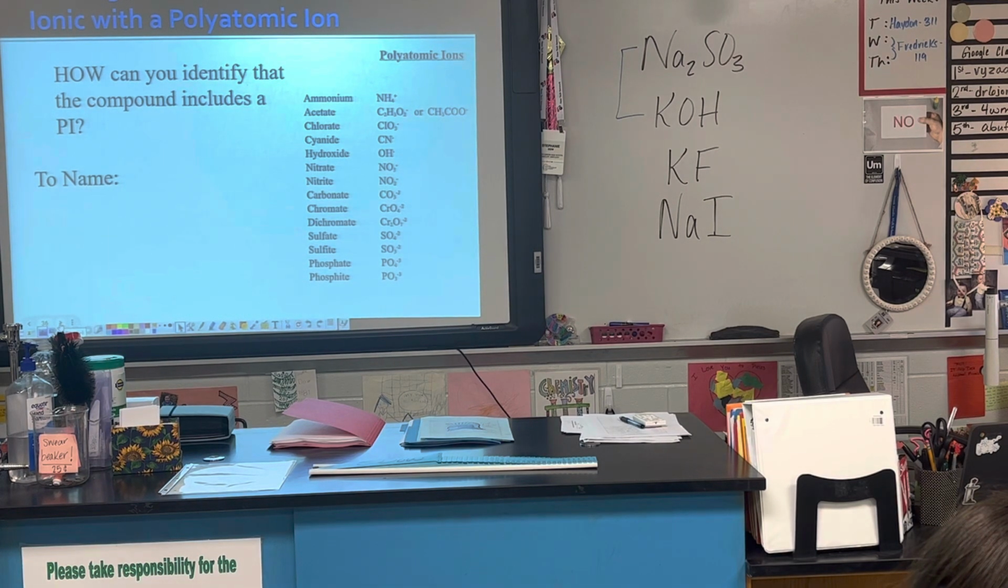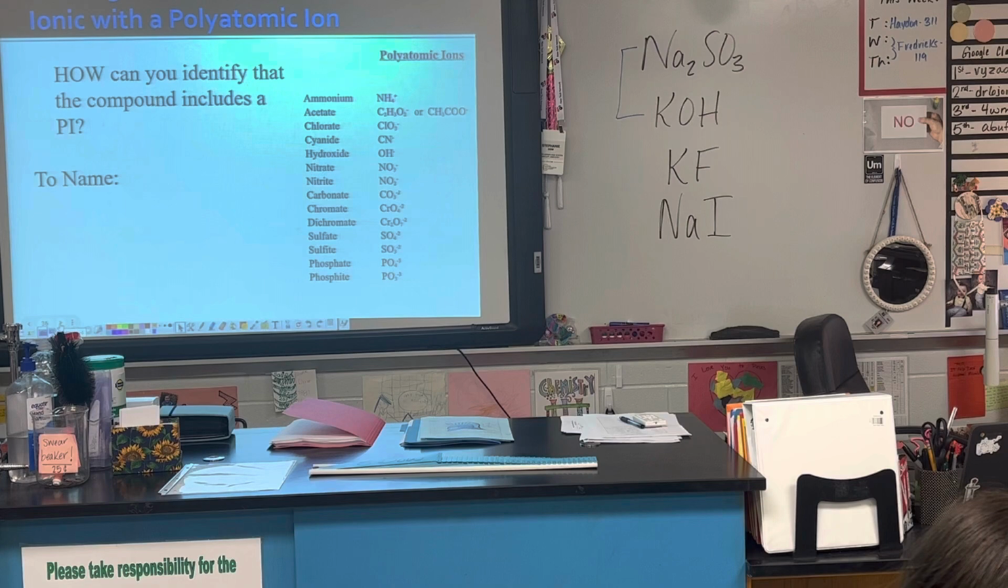My top 2 compounds over there have polyatomic ions in them. How are they different from the bottom 2? They have multiple elements, right? Specifically, how many compared to the bottom? 3, whereas the bottom 2 have how many? 2. So how could we tell that a compound has a polyatomic ion in it?